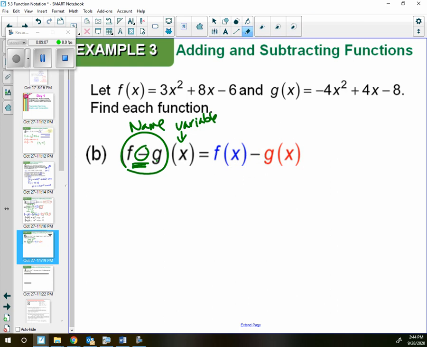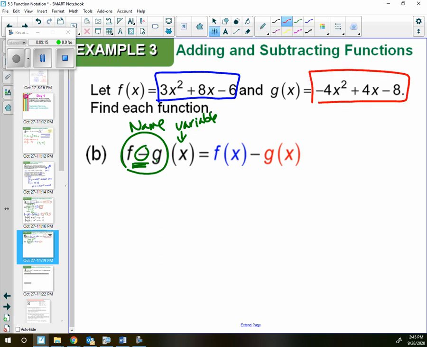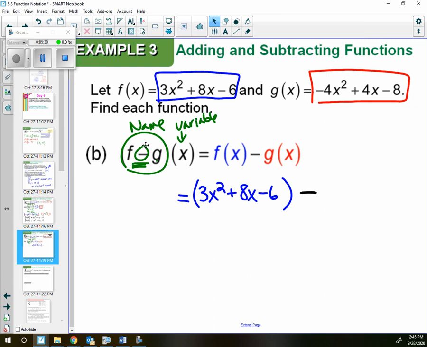So we're going to take the rule for f, so this whole trinomial, and we're going to be subtracting the rule for g this time. So f minus g of x, that's what they're talking about when they show that. So let's see what that would look like. I'm going to take my rule for f, so 3x squared plus 8x minus 6, and I'm going to subtract my rule for g.